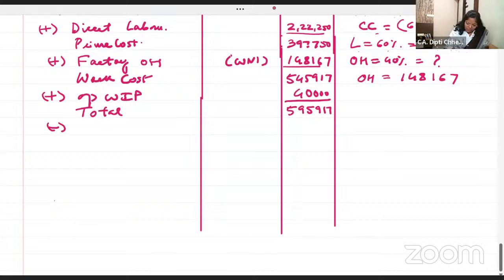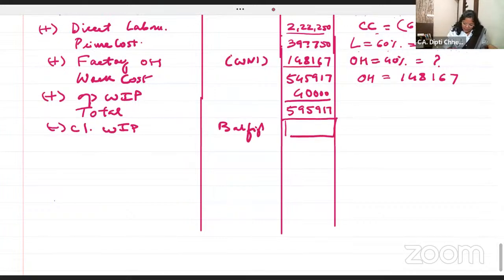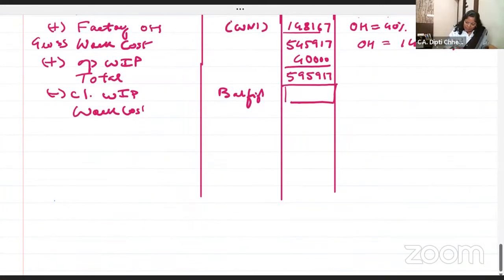595,917 is your total. Minus closing work in progress, I don't know, beta. It will come as balancing figure. वो तो balancing figure ही आएगा reverse जाने पे. So we will get again the works cost. Ma'am, can we write this as gross works cost? Yes. Opening work in progress minus closing work in progress. ये आ गया आपका works cost.